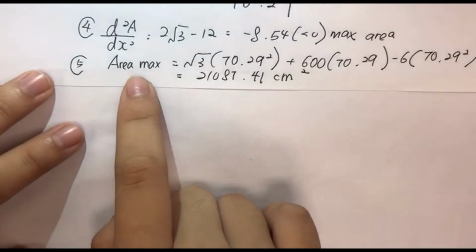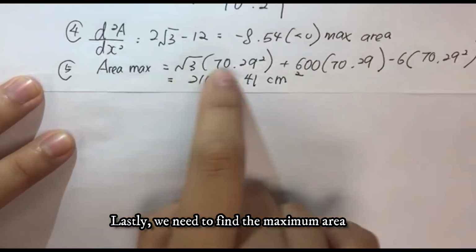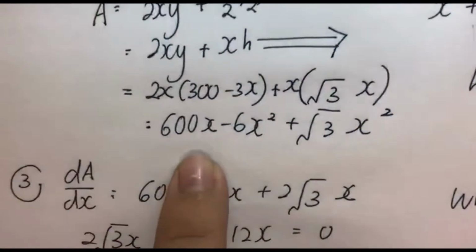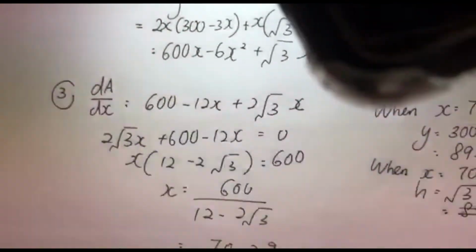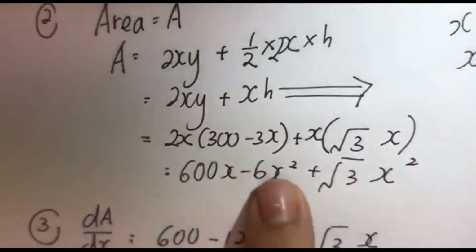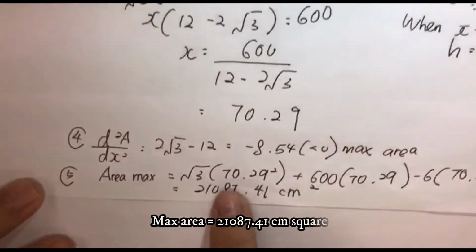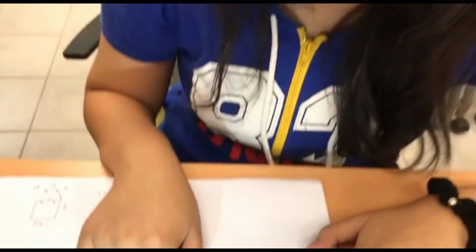Okay, for the last solution, we just need to find the maximum area, for question 1. So we substitute into the original equation, which is 600x minus 6x squared plus 3x squared. So we just substitute here with all the x. If you want to use this equation, also can, but it's easier to use the final one in terms of x. So after you substitute all, you get 21087.41 centimeters squared. Okay, so that's the final answer.